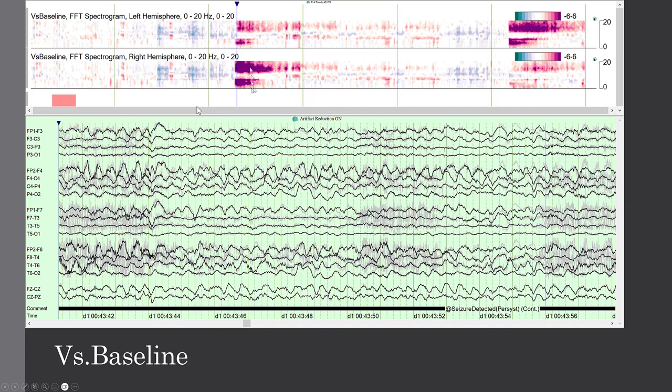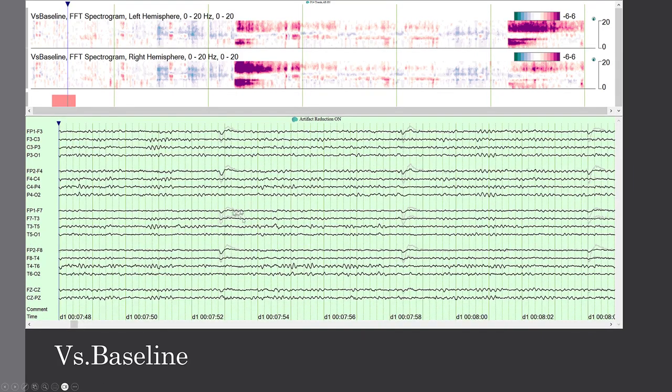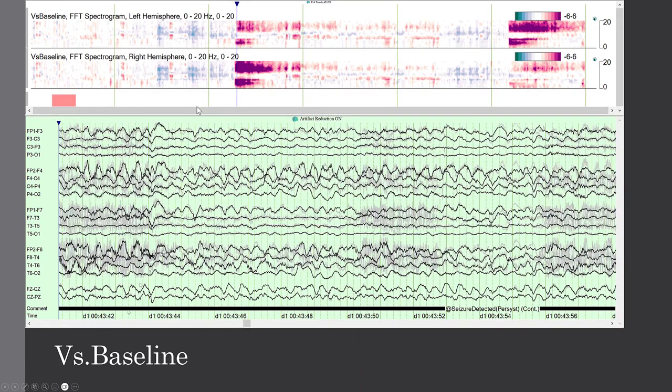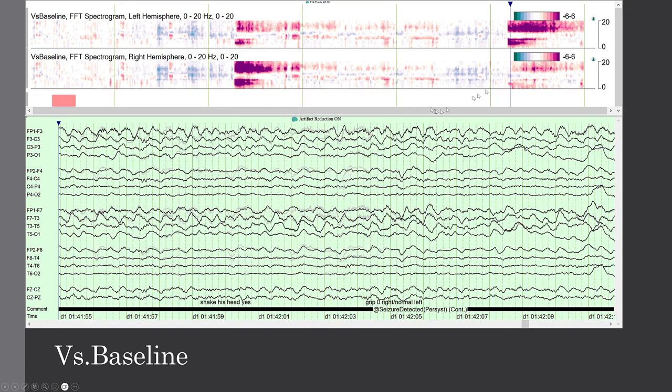So we have this two-banded appearance where this is the baseline, and this is showing the comparison with that baseline. Pretty dramatic example, but this is the idea of illustrating. This will turn red when you have more of it at that particular frequency. Let's go to that next injection.